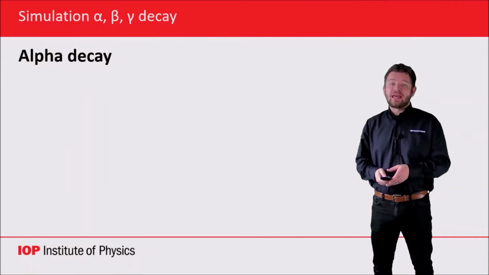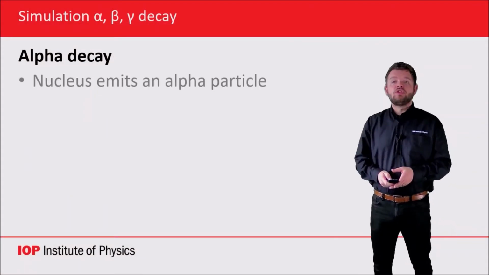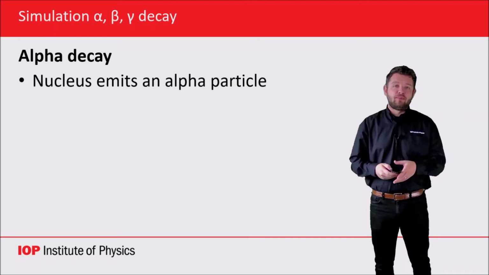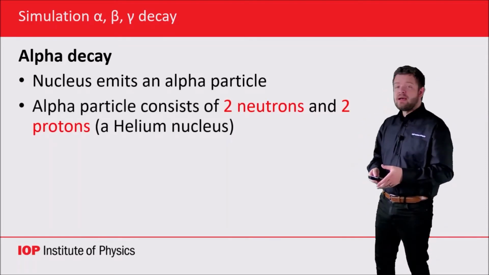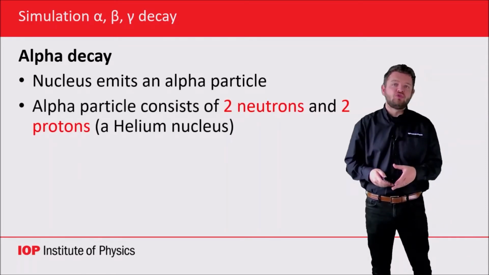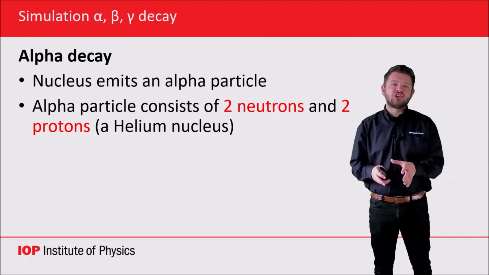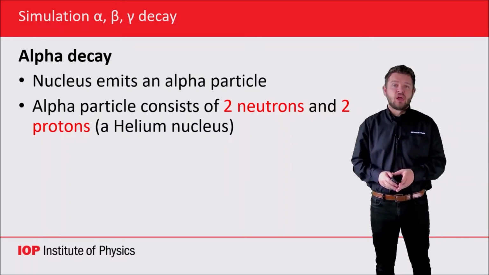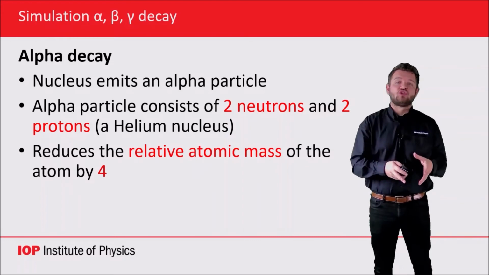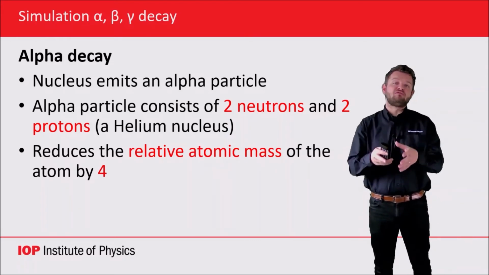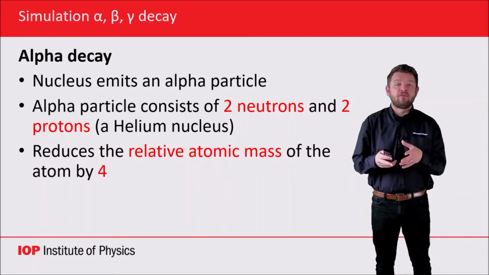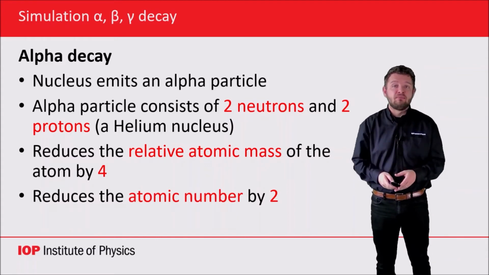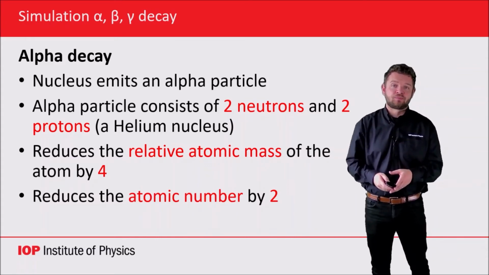We can start with alpha decay. The nucleus of the atom emits an alpha particle. This particle is made up of 2 protons and 2 neutrons, giving it the same mass and charge as a helium nucleus. Losing 2 protons and 2 neutrons from the nucleus reduces the relative atomic mass of the atom by 4 and reduces the atomic number by 2.